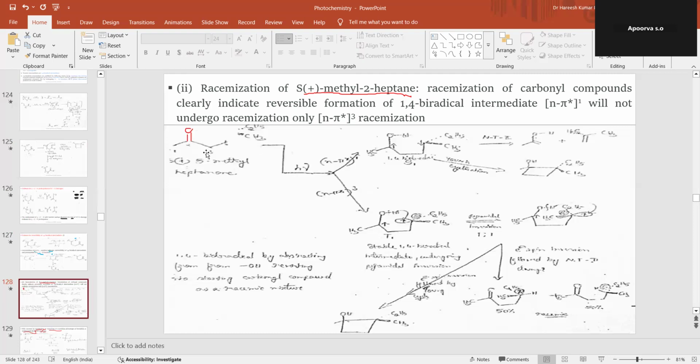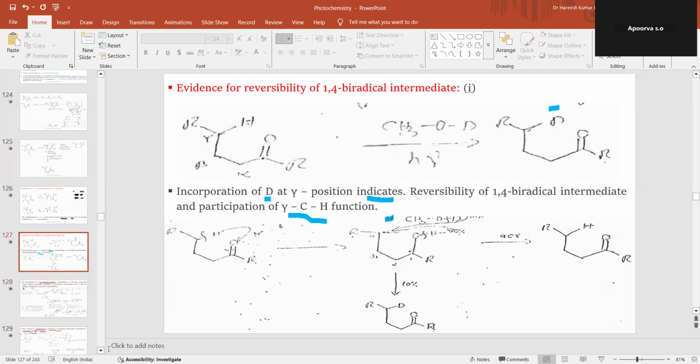So overall, you can observe that when you are taking an example of S plus methyl 2-heptane, the ground state one will go to a singlet one, will go to a triplet one. So this is the singlet structure, this is the triplet structure, and in the triplet structure, it is observed that there is a pyramidal inversion. That's the reason a racemic mixture is obtained. And the Norrish type II products are enol and ene. So this is only continued in the next slide also.